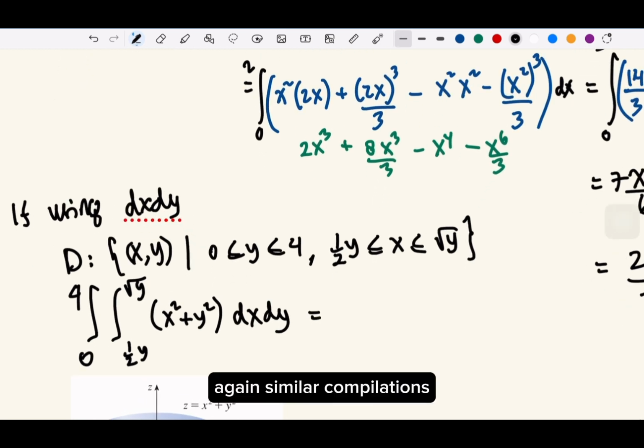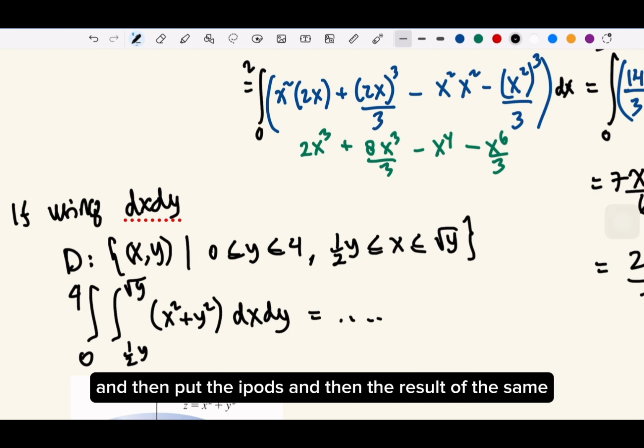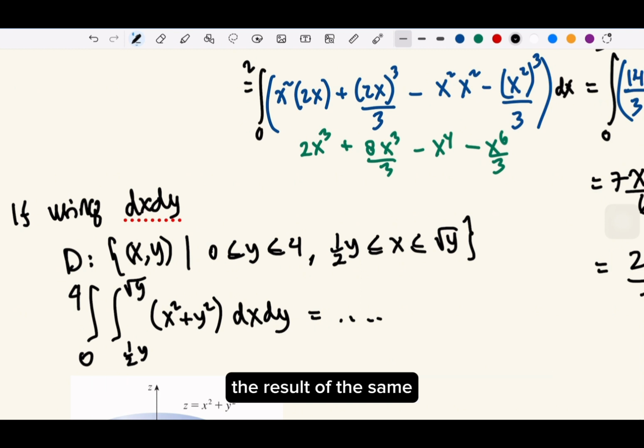And again, similar calculations, but now you start from dx first, and then later dy, and then put in the endpoints, and the result is the same. The result is the same. But I think it's up to your preference, which one is okay with you. As long as your setup is correct, you should be able to solve it, and it will be the same result. Okay?